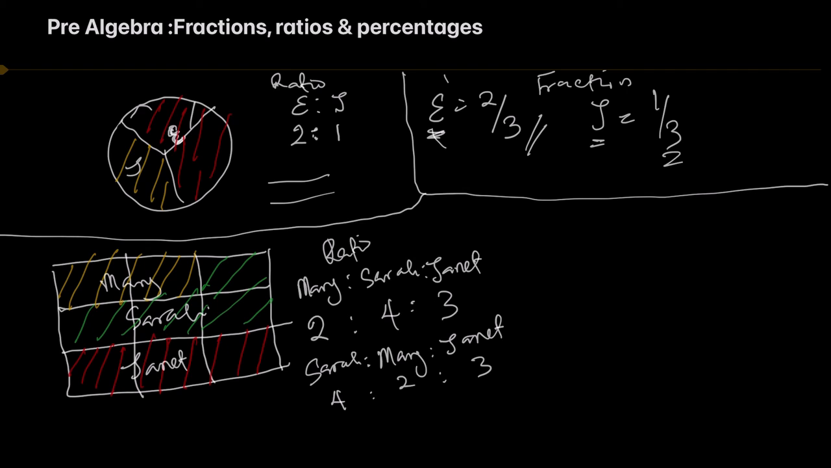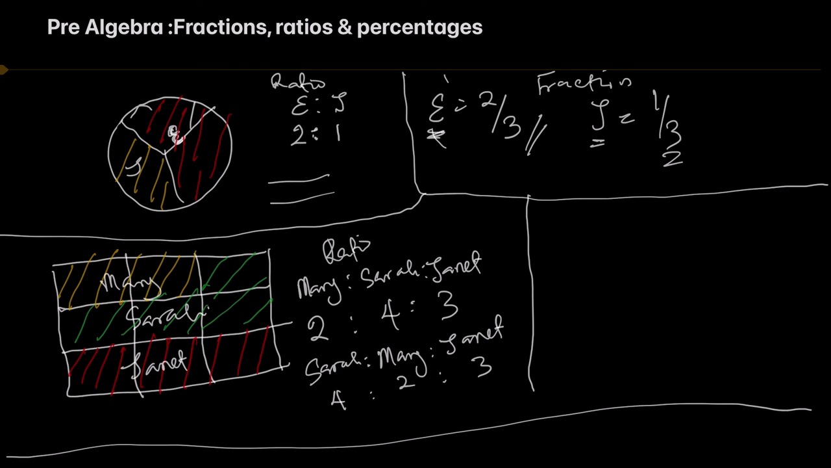Because then I'm putting Sarah first, which is 4 blocks, and then Mary second, which is 2 blocks, and then Janet third, which is 3 blocks. So the order matters. If you switch the order, then you also have to put the ratio in the same order. It's very important. Now in some questions, they will ask you what is the ratio of Janet, Sarah, Mary? And if they ask the question like this, then you also have to give it to them exactly the same way.